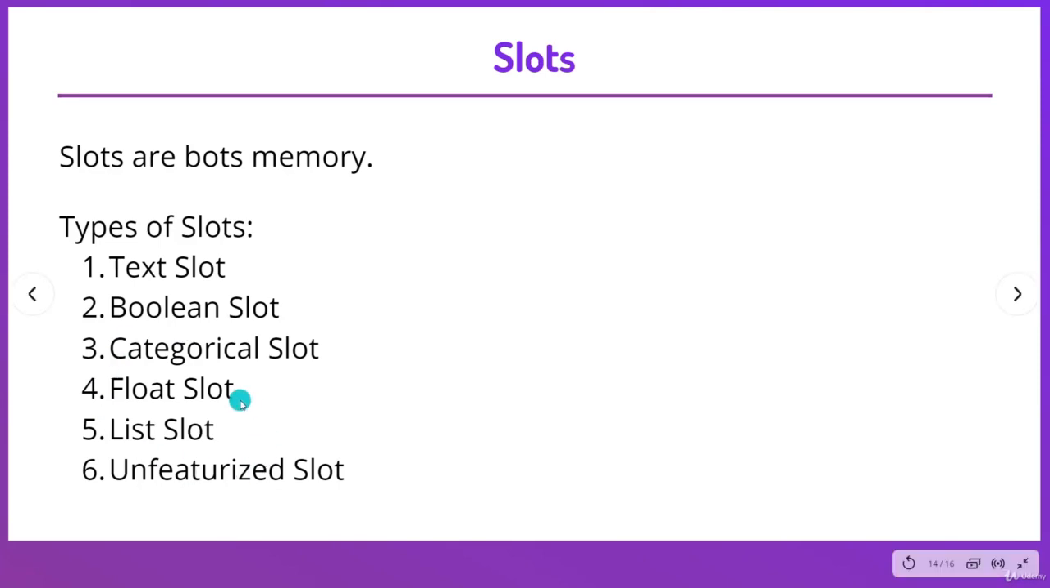Next one is your float slot. It stores only decimal values. Next one is your list slot. In this type of slot, when you are feeding more than one value into a particular slot, then we use a list slot. Last slot is our unfeaturized slot. This slot is type independent. You can store any type of value in this slot. Most often in development, we use the unfeaturized slot because it also handles exceptions.